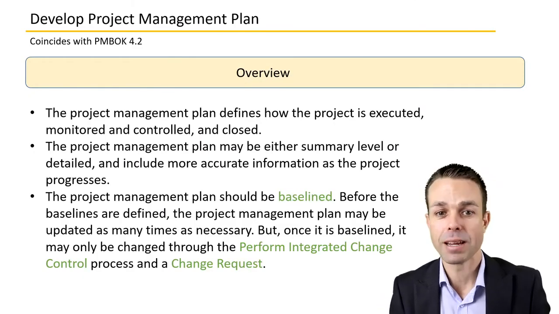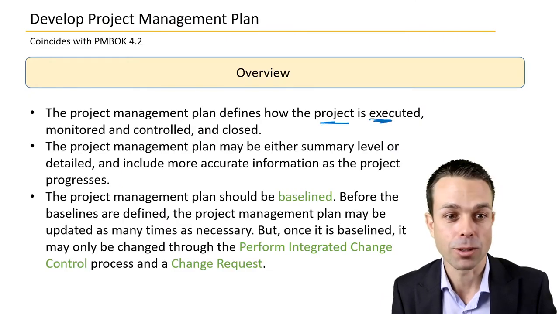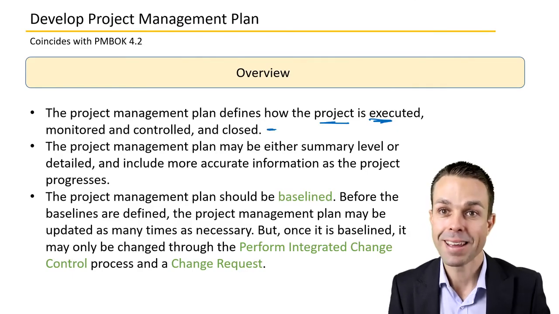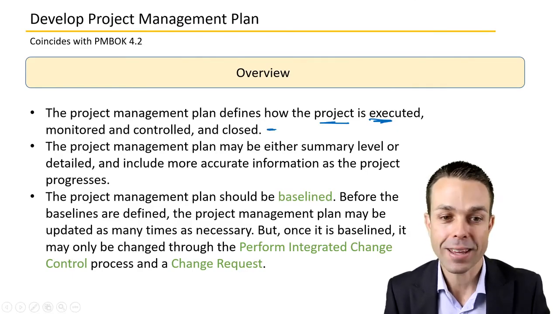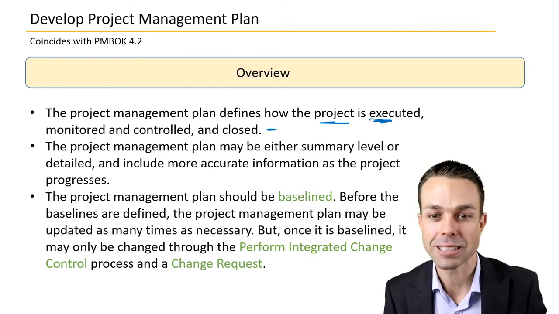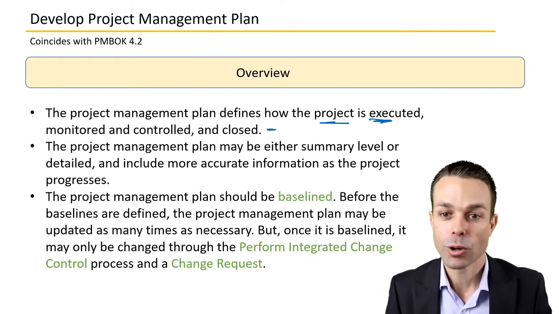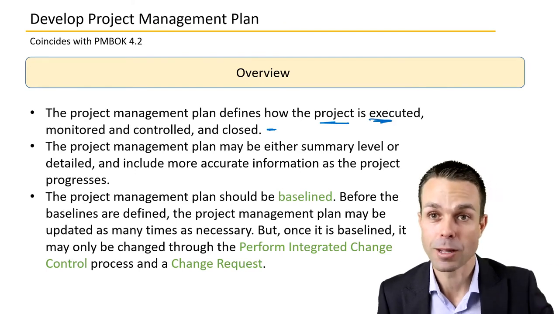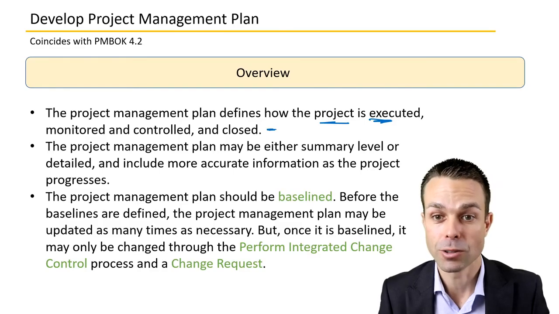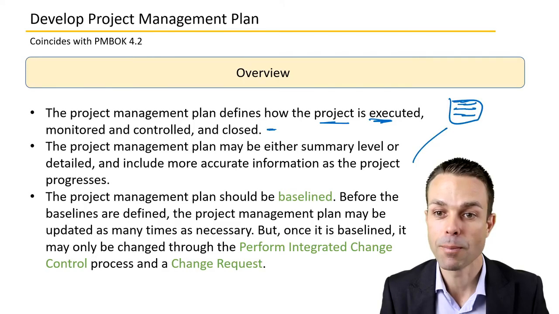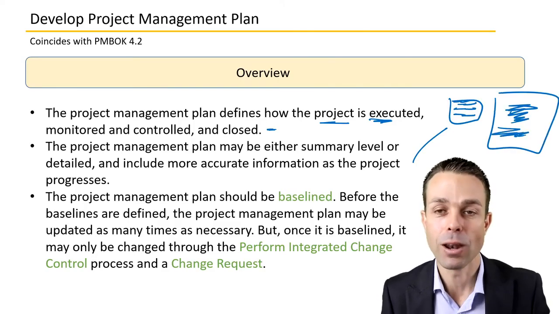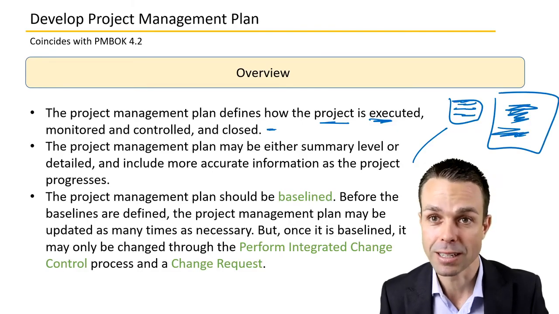The project management plan defines how the project will be executed, monitored, controlled, and then finally closed. The project management plan can be either a summary level or it can be detailed and include more accurate information as the project progresses. So nothing is set in stone, and it depends on the organization, depends on the project, depends on the project manager yourself as well. Is it just a few lines that we're going to note this stuff down, or is it a large comprehensive document with all of the things that we need and all of those different knowledge groups specifically detailed?